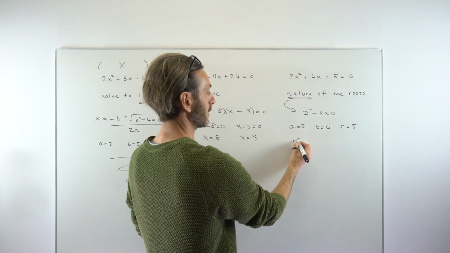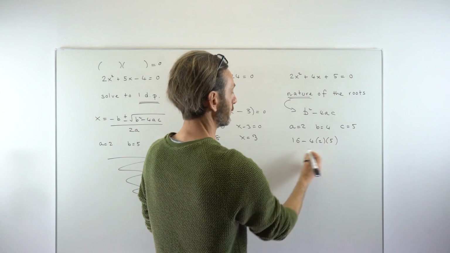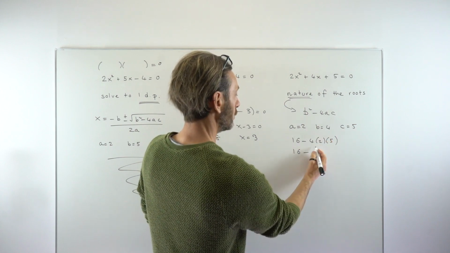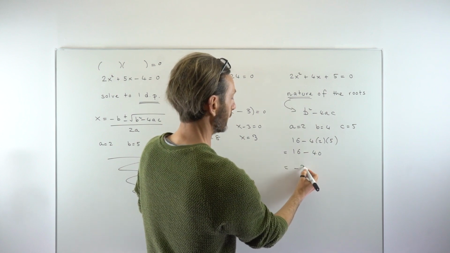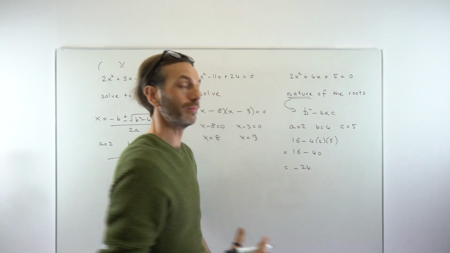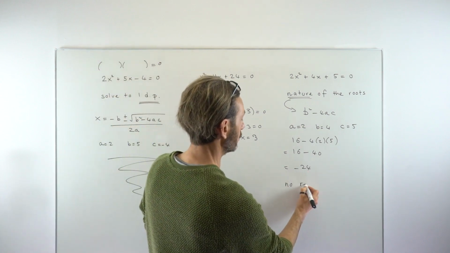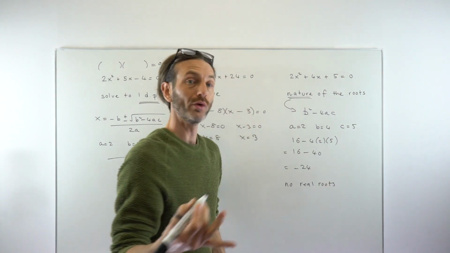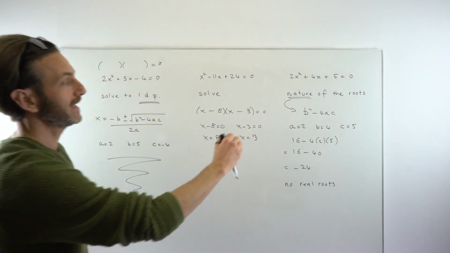4 squared is 16, minus 4 times a times c, which is 5. So that's 16 minus, what do we have there? 20, 40. So that's going to come out to be minus 24. Because it's come out to be negative, that would be no real roots. So the solution there would just be no real roots. If it came out to be positive, then it would be 2 real roots, and if it came out to be 0, it would be 1 real root. But again, the key there is nature.